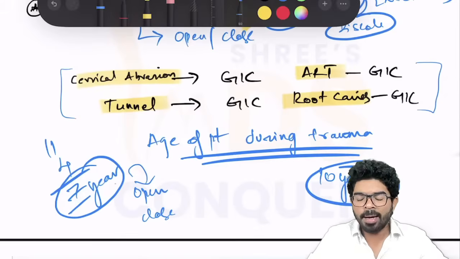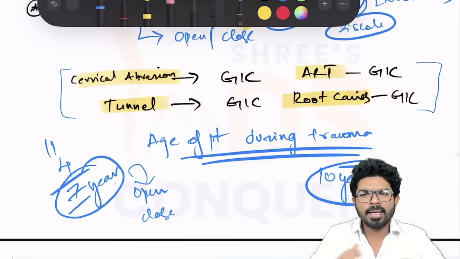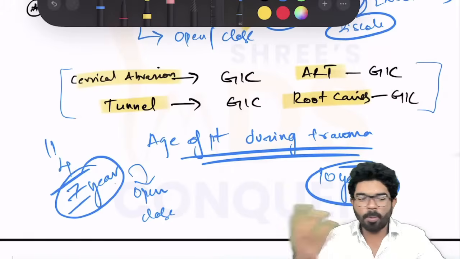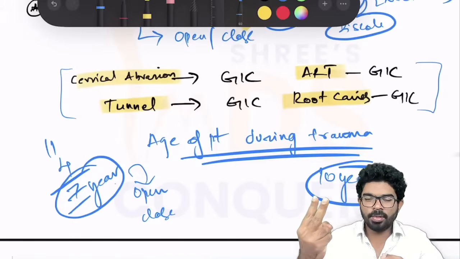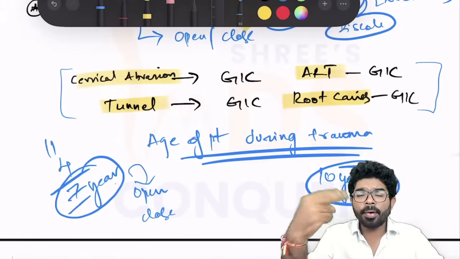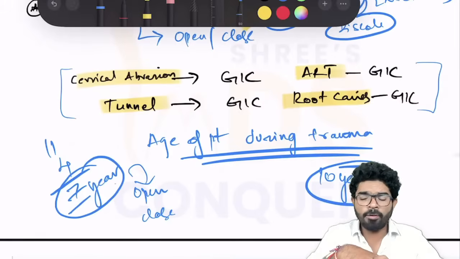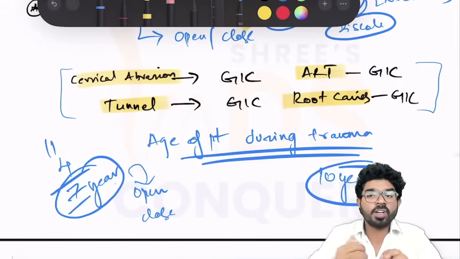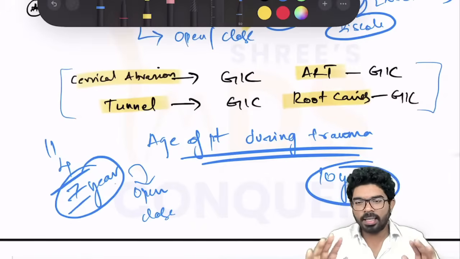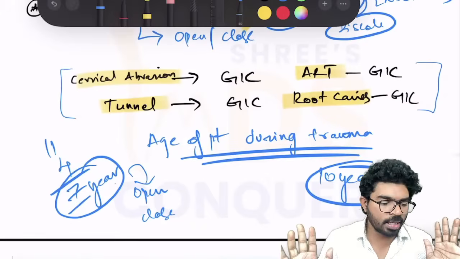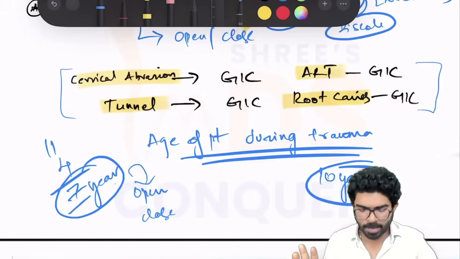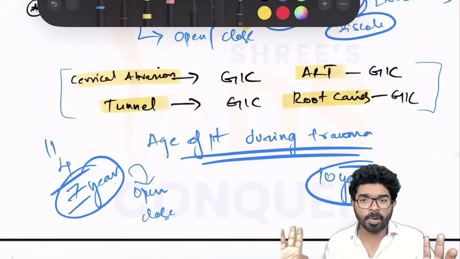Second most important aspect is that sometimes they give you a radiograph, and in the radiograph you check whether it's an open apex or closed apex. So two categories: one is the age of the patient during trauma, second is the radiograph. Third is the description of the radiograph: upon radiographic examination, we found that there is an open apex with periapical lesion. By this you get information about open apex or closed apex. So these two things are most important.